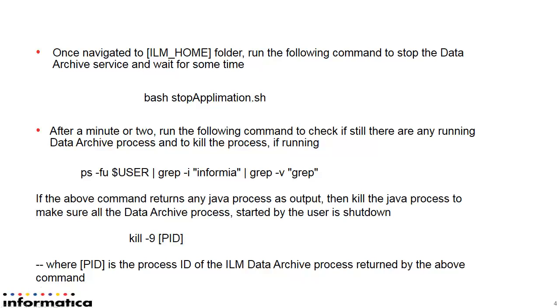To check if all the archive processes have been killed successfully, you can use this command: ps -fu $user and grep the informia process. If the command returns any Java process, then you have to kill the Java process manually by using the command kill -9 process ID of the Java process. So this is all about stopping the ILM service in Unix.